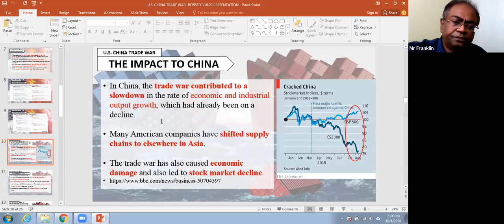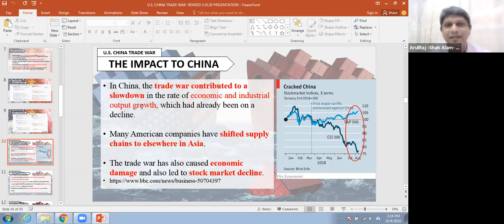Carry on. Okay. Basically, on the impact to China, the trade war contributed to a slowdown of the economy and industrial output growth in China itself, which had already been in decline. Many American companies are beginning to shift themselves out of China to escape the tariffs. This trade war caused economic damage to China itself when foreign companies are shifting out. There was a slowdown, and it also led to a stock market decline, which not only affected China, it also affected quite a lot of countries.